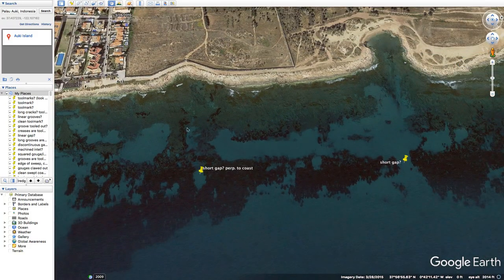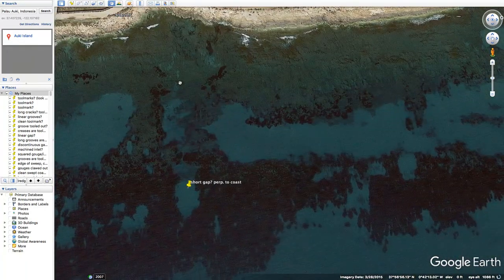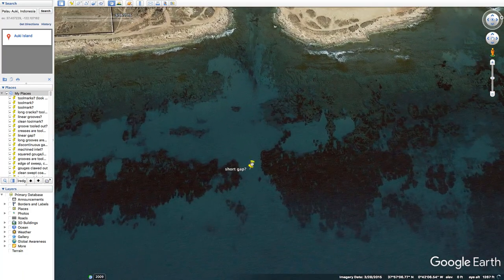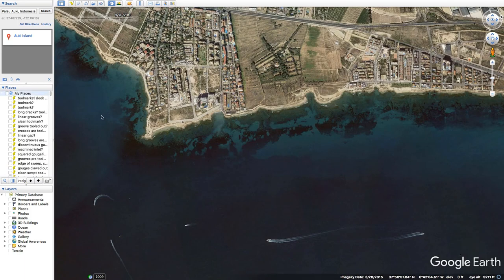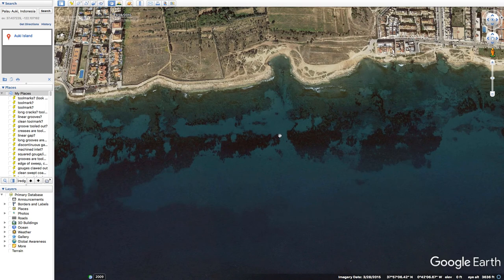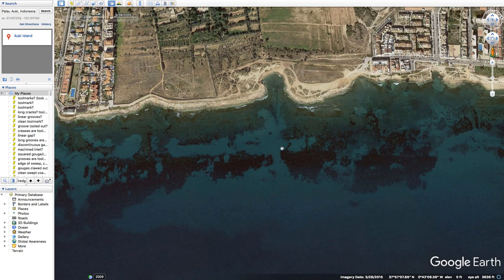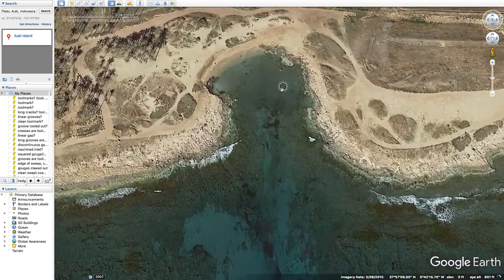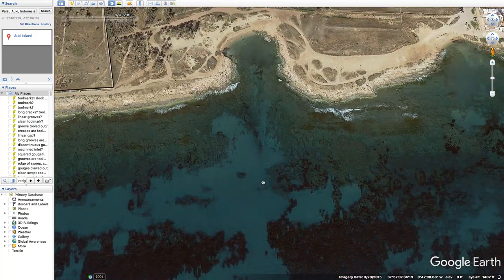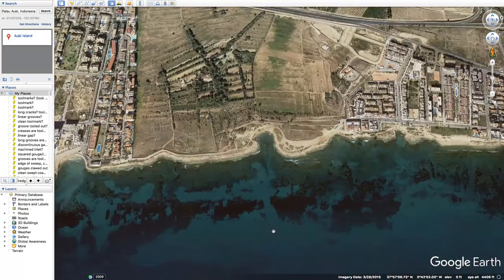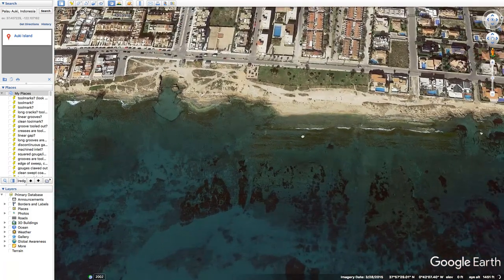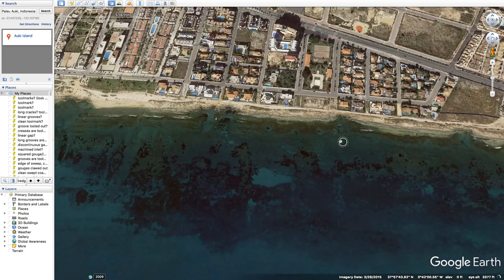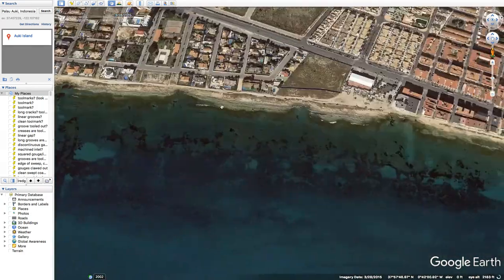Short gap, perpendicular to coast. I don't know what I'm referring to. I guess I'm envisioning this as an entry point for whatever did this little gouge or bite out of the coast here, potentially out this way. And the parallel rock patterns. Interesting stuff.